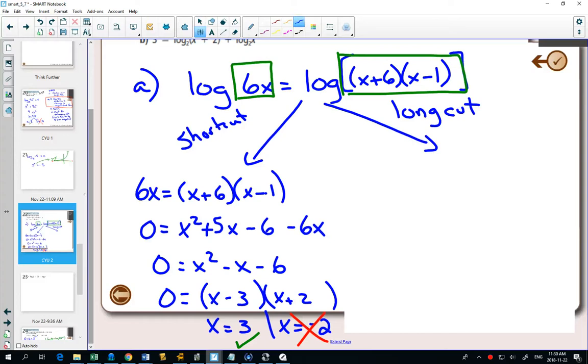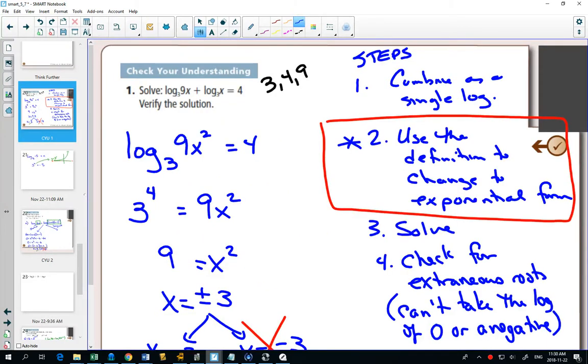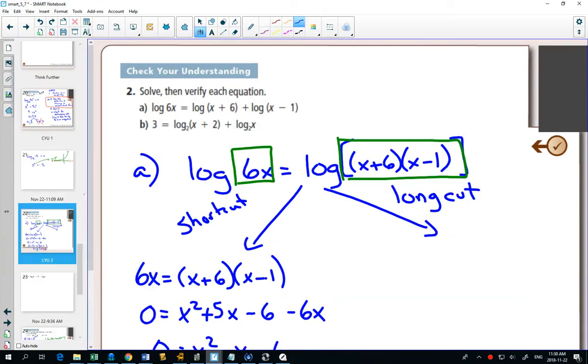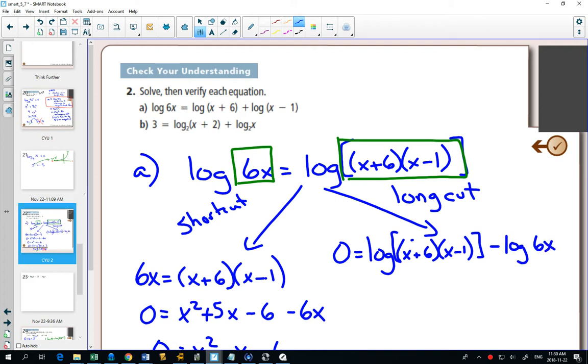Now, the long way is following the steps that we had before, and the steps are always combine as a single logarithm first. Now, in this question, we currently have a log on one side and a log on the other side. In order to combine logs, they would need to be on the same side of the equation. So I'm going to make the left side 0. I still have log of x plus 6, x minus 1. We have that in the log already. If I subtract log 6x on both sides, I have a log law for a log minus a log. What's that log law? Division. So I can write this as log of this would still be on top, and now there would be a 6x on the bottom.